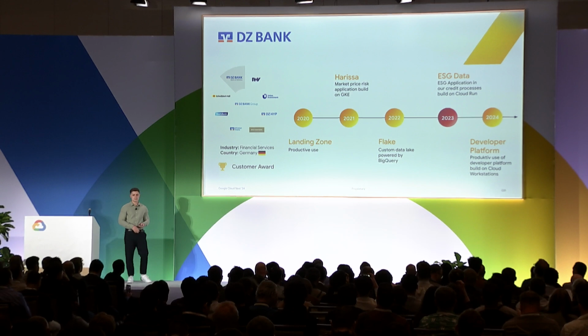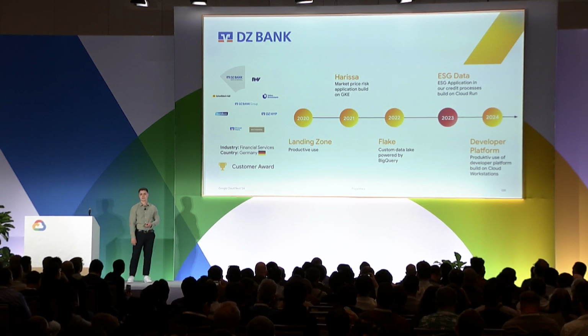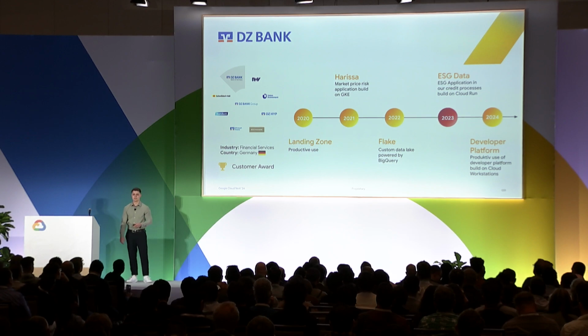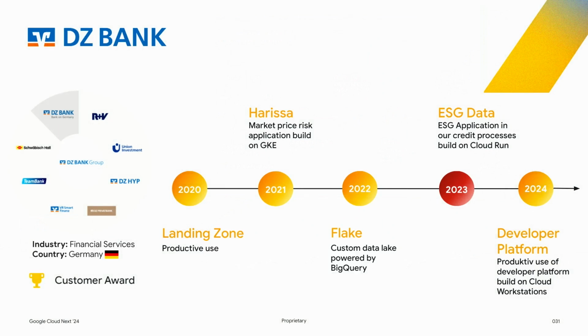So DZ Bank Group is the second largest bank in Germany with total assets of more than $600 billion. We have 33,000 employees, and DZ Bank AG, which is the mother of the company, has 5,500 employees. We are the central institute for all the Volks- and Raiffeisenbanken in Germany, which are the branches in Germany, and our headquarters is in Frankfurt.